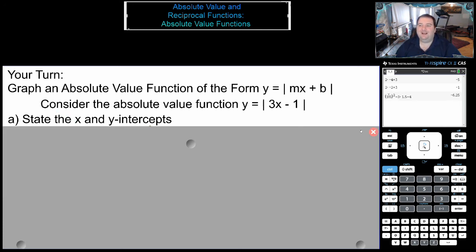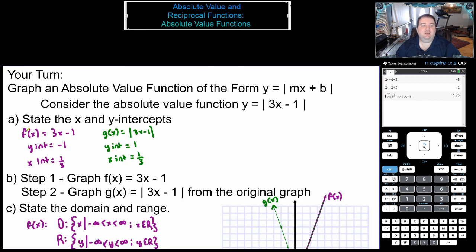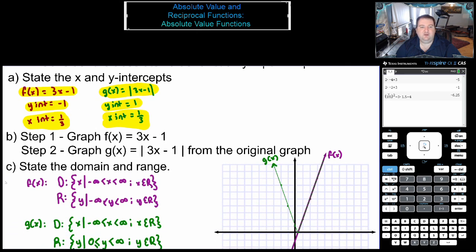Okay, welcome back. Let's take a look at the solution. So I started off by splitting up my equation into two functions, f of x without the absolute value sign and g of x with it. Now, finding the y-intercept, you just plug in x equals 0 and you'll find it's negative 1. For the x-intercept, you plug in y equals 0 and you'll find it's 1/3. And remember, it's just like the previous problem, your x-intercepts don't change. Your y-intercepts become the absolute value of that first one. So before it was negative 1, now it's positive 1. And that's it. So we can use these points now to help us graph.